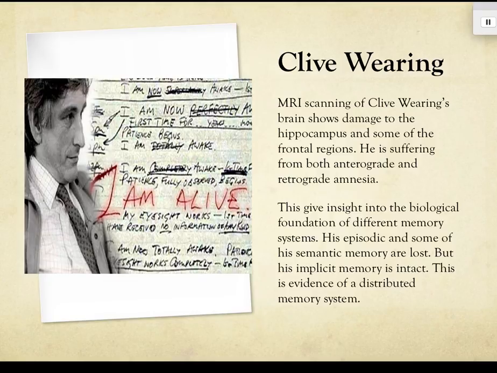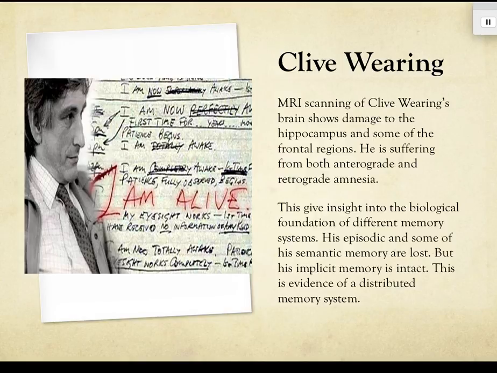Now, two of the most important cases that we have related to memory are the cases of Clive Waring and also the case of HM. Clive Waring was an individual who showed actual damage to the hippocampus and some of the frontal regions of the brain. He was suffering from both anterograde and retrograde amnesia, and this really gave us a lot of insight into how the biological foundations of different memory systems may actually function throughout the brain.